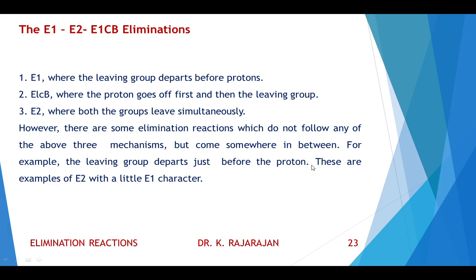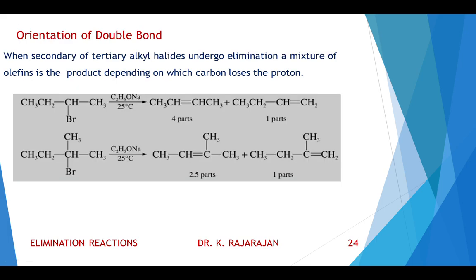However, there are some elimination reactions which do not follow any of the above three mechanisms, but lie somewhere in between. For example, the leaving group departs just before the proton. These are examples of E2 with a little E1 character.